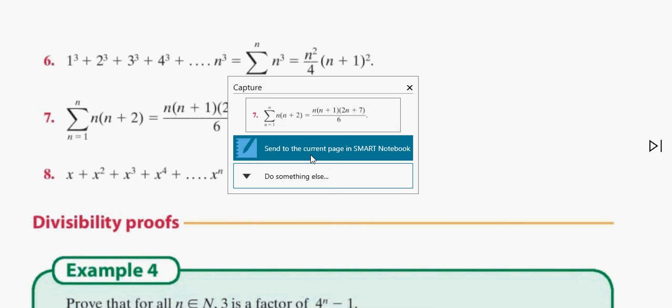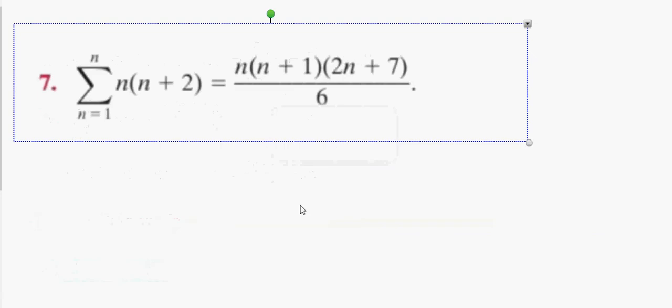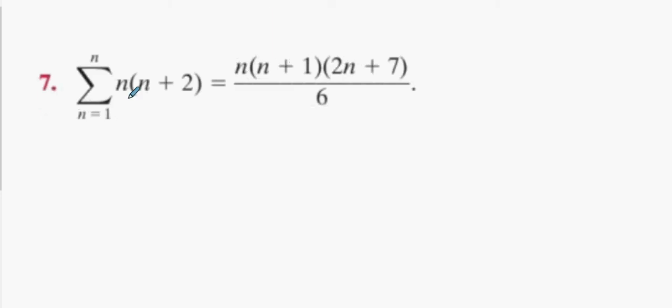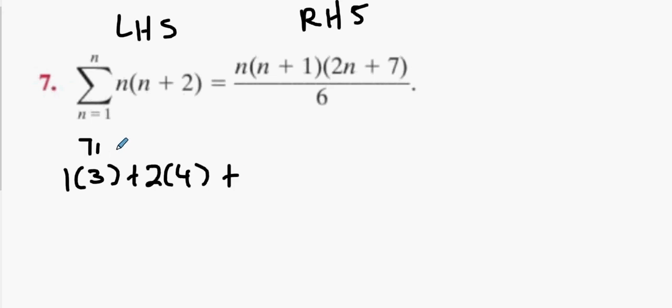Question 7 just has a small modification at the start, okay? With question 7, we're saying the left hand side, right hand side, but the left hand side is the same question as we just started off. Put in n equals 1: 1 times 3. Now do n equals 2, and that will be 2 times 4. So t1 is 1 times 3, t2 is 2 times 4.